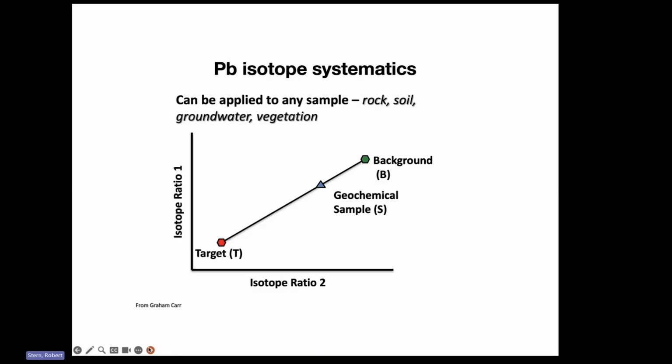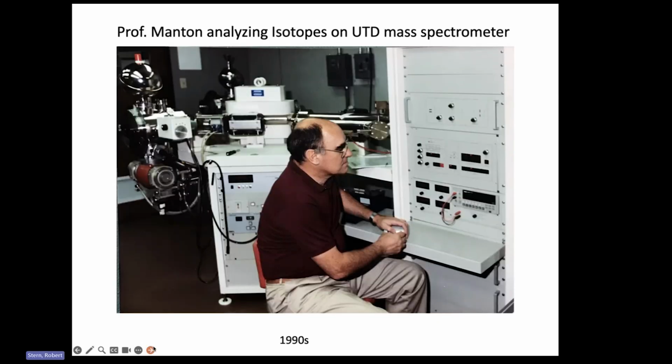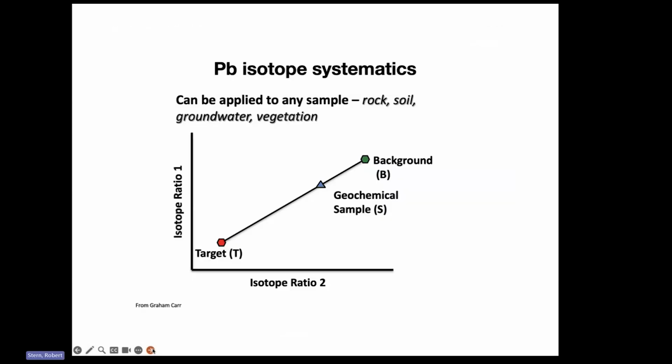So we can look at the lead isotopic system. Let's go back and just consider, here we've got a target. Let's say that's an ore deposit. And then this ore deposit is in a terrain that's placed in sort of background. And then there's a sample from somewhere in the region.